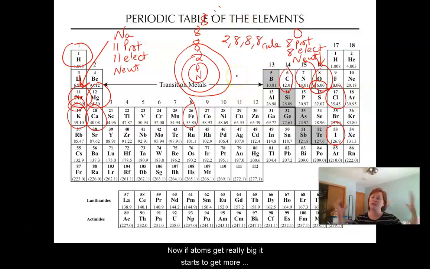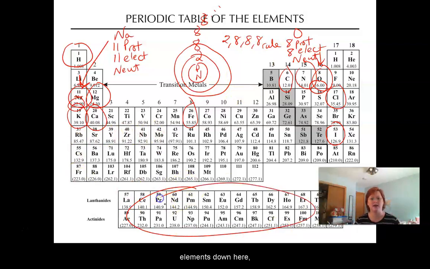Now, if atoms get really big, it starts to get more complicated than that, but fortunately for these really big elements down here, we don't tend to see those as much showing up in the body. In fact, typically not at all. So let's see what actually happens when we take some of these elements and draw an electron configuration, which is what that is, for that particular atom.